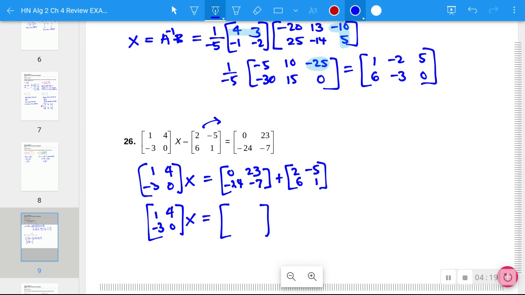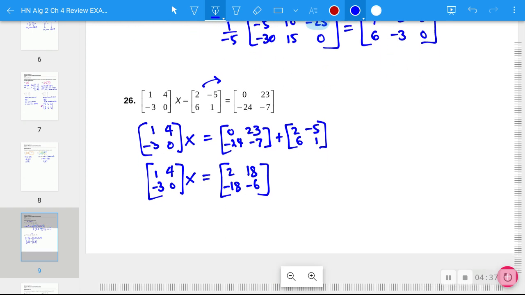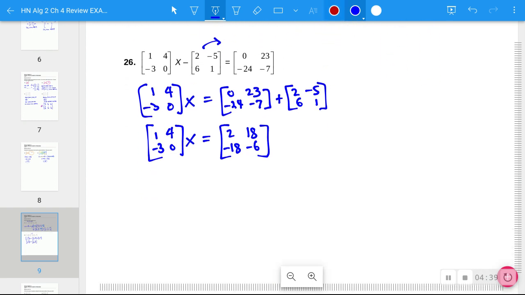Okay. The top left corners, 0 and 2 add up to 2. The top right, 23 and -5 add up to 18. And then the next two, -24 and 6 add up to -18. And finally, -7 and 1 add up to -6. All right, now this fits into the format we used last time: A times X equals B. And so I'm labeling it. And the memorized answer is X equals A inverse B.